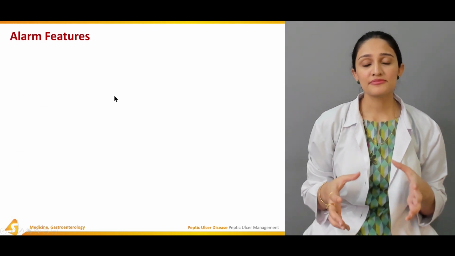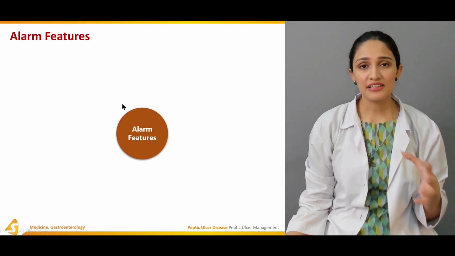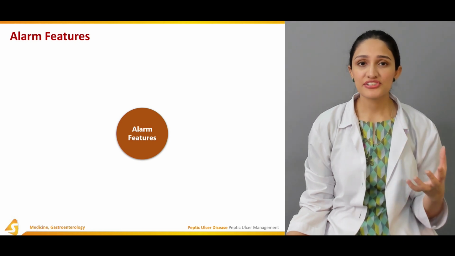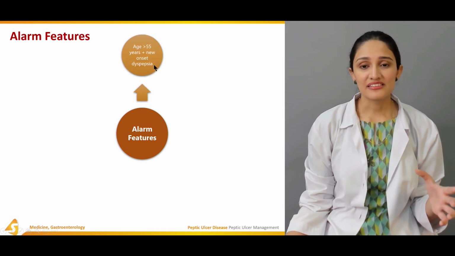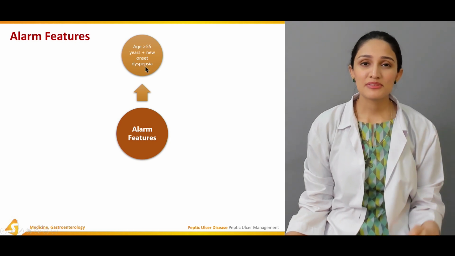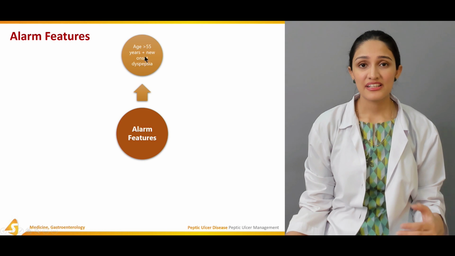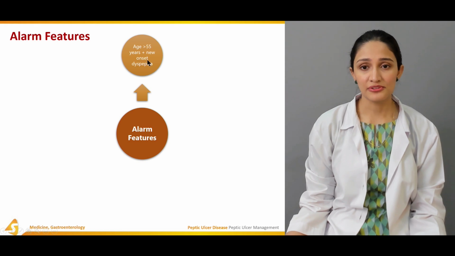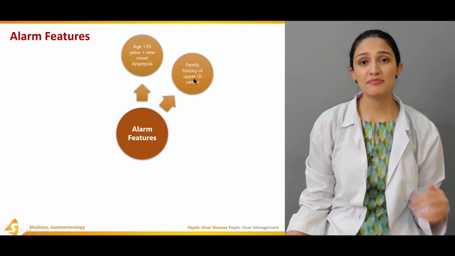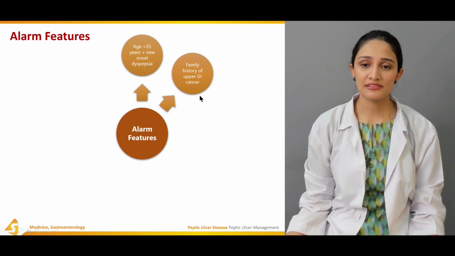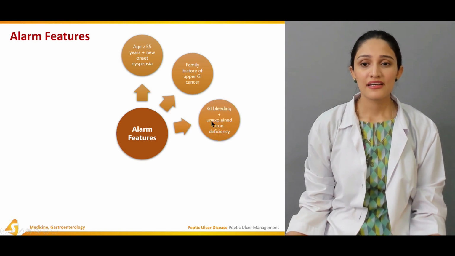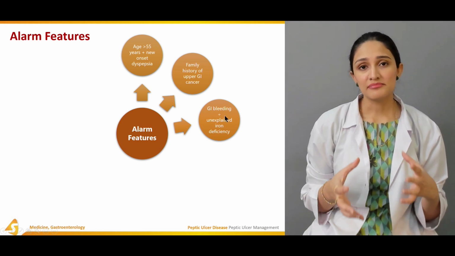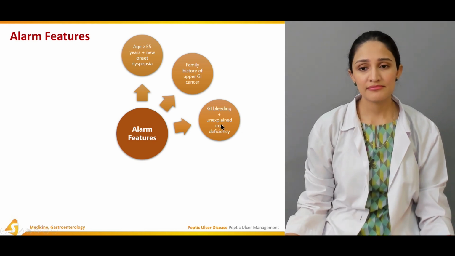So if we talk about alarm features, these are the features where, if a patient presents in the OPD, the clinician or the physician should be very alarmed. These include a new onset of dyspepsia in a patient above 55 years old, a family history of upper gastrointestinal bleeding or cancer, gastrointestinal bleeding, and unexplained anemia, which is iron deficiency anemia.